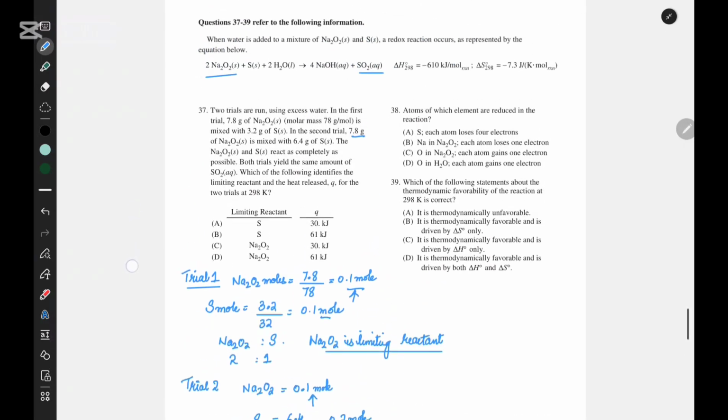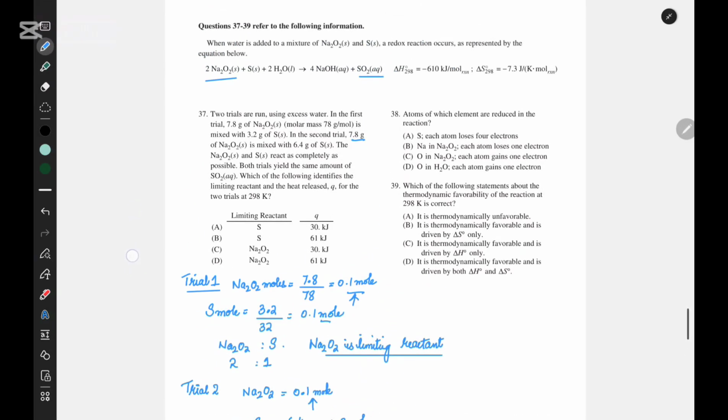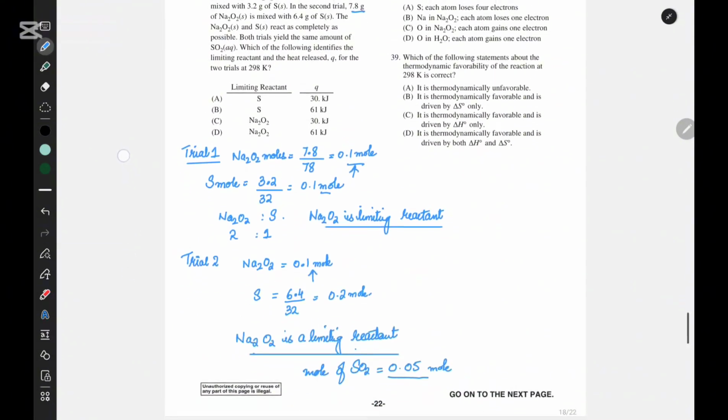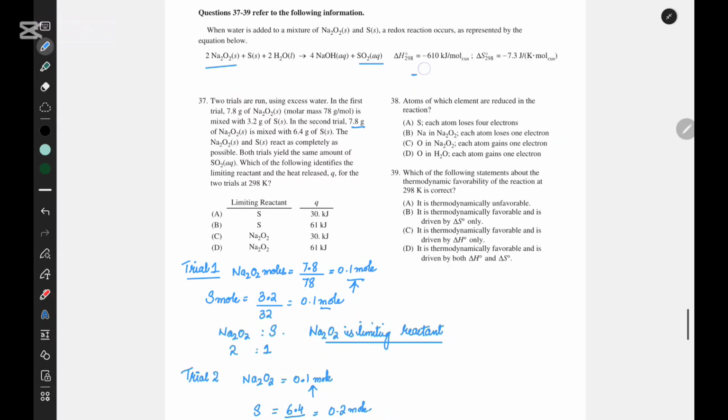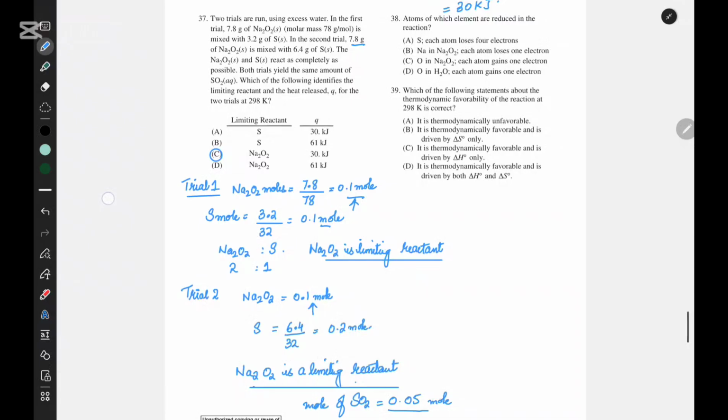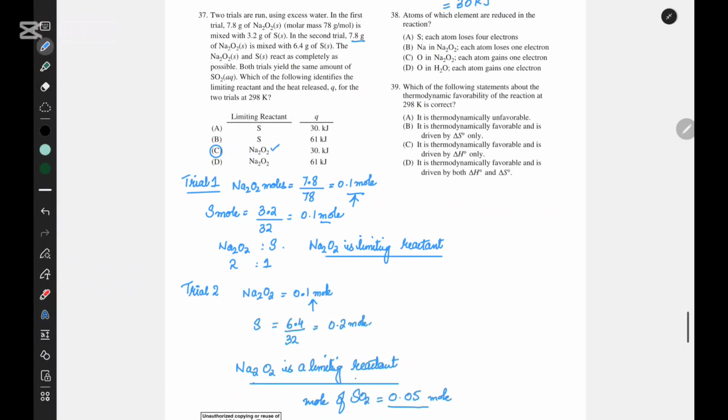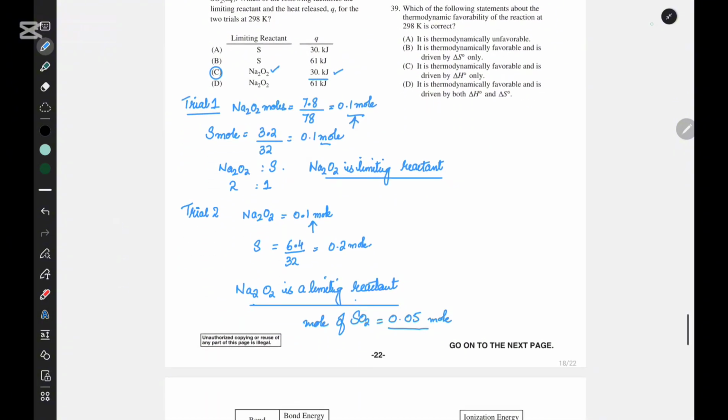Now you have to multiply with the enthalpy change. And how you can do it? You can do it because enthalpy is minus 610. You can just multiply by 0.05, and the answer comes out to be 30 kilojoules. So we are going to choose option C. Why? Because Na2O2 we have seen is a limiting reactant, and the heat energy is going to be 30 kilojoules. So our right answer is going to be C.